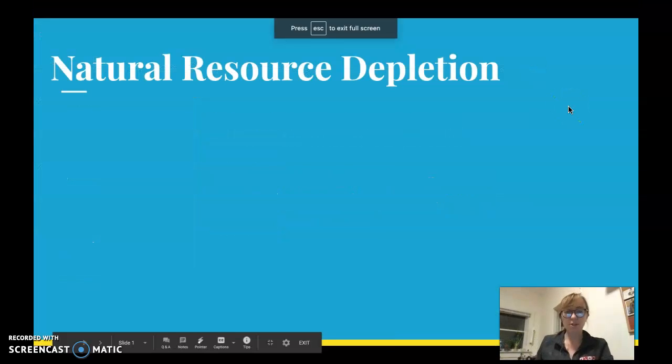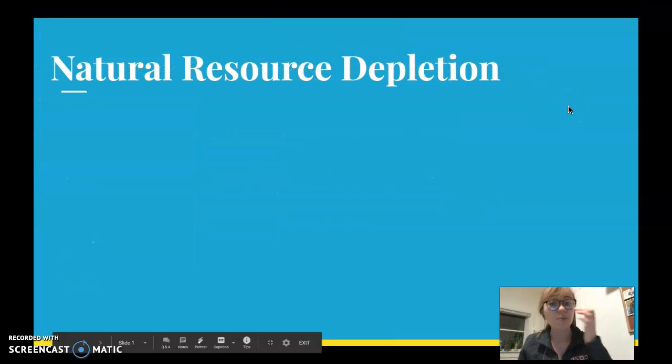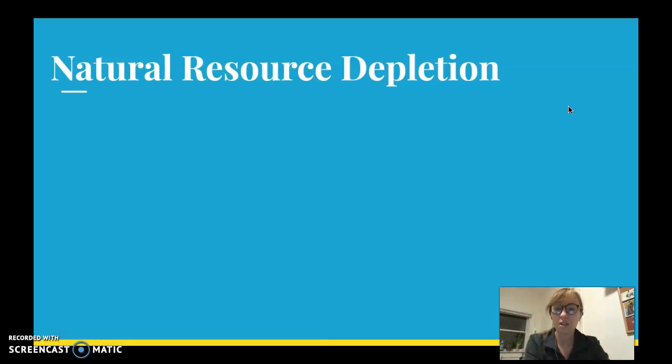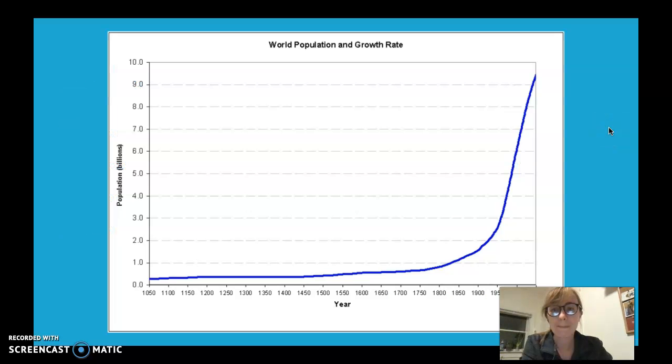Alright, so today in class we're going to talk about natural resource depletion, which is a problem that's affecting the world and will continue to affect the world if there isn't some global action. So first thing, I want you to take a look at this graph. This might not be too surprising to many of you.